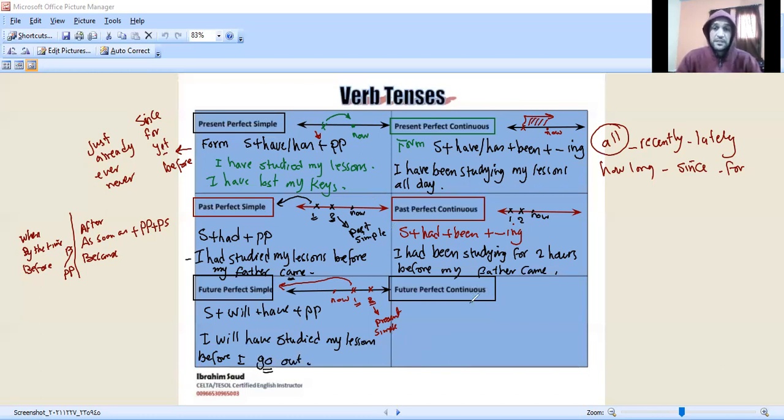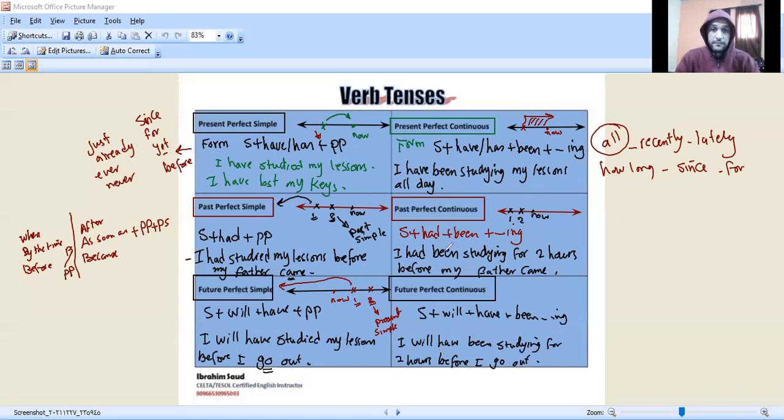Now let's talk about the future perfect continuous, and it's the same idea as the past perfect continuous. Okay, look at the form first. We have the subject plus will plus have plus been and the verb plus ing. For example, when I say, I will have been studying for 2 hours before I go out. Okay, so in this sentence, I concentrate on the idea that something will take some time before something else in the future. And this is the idea of the future perfect continuous.